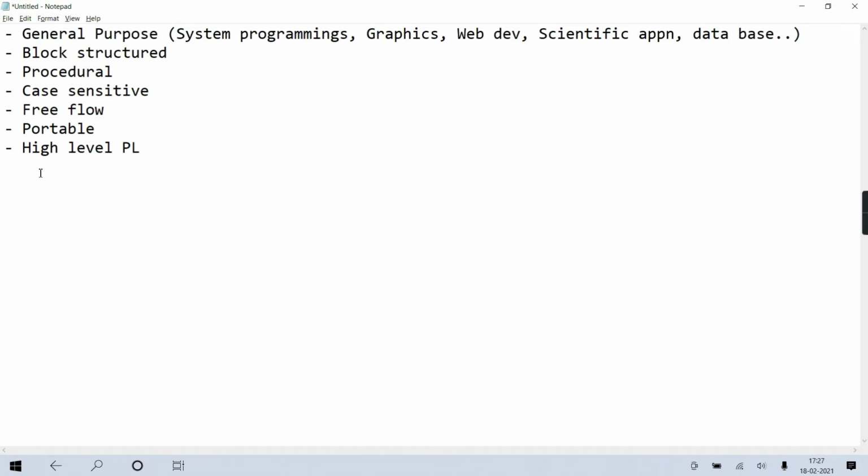So I can say C is a general purpose, block structured, procedural, case sensitive, free flow, portable, high level programming language. Okay? Developed by Dennis Ritchie in the year 1972. Now where? At AT&T, meaning American Telephone and Telegraph. Their postal and phone departments were combined into one organization.